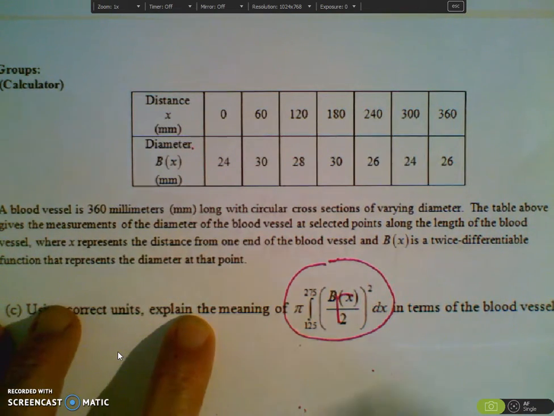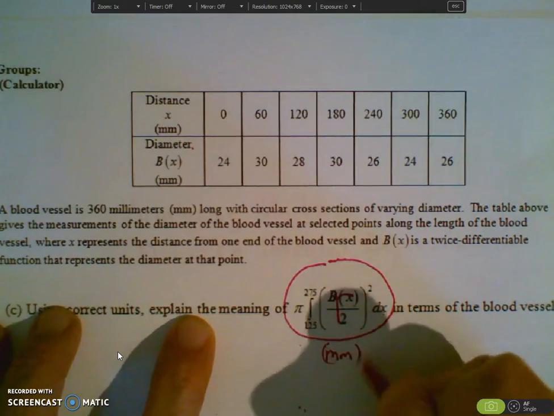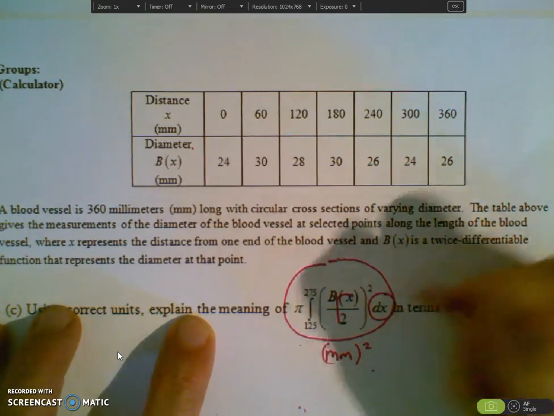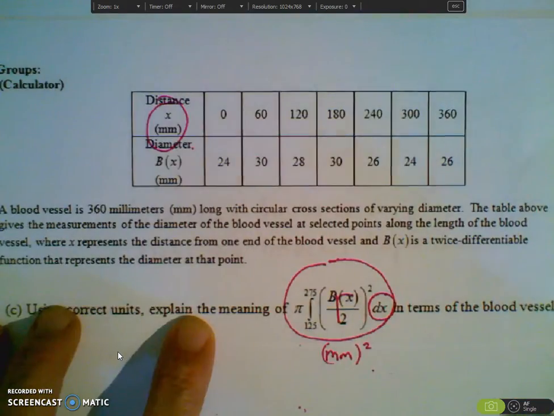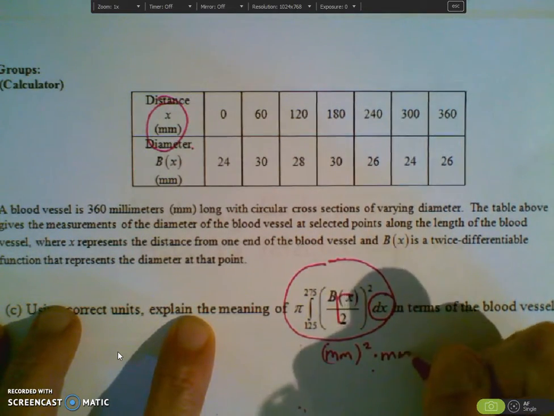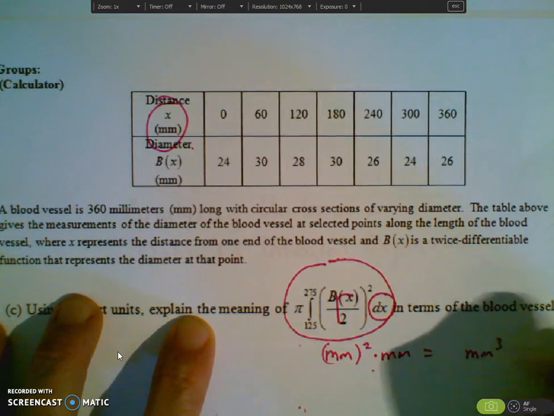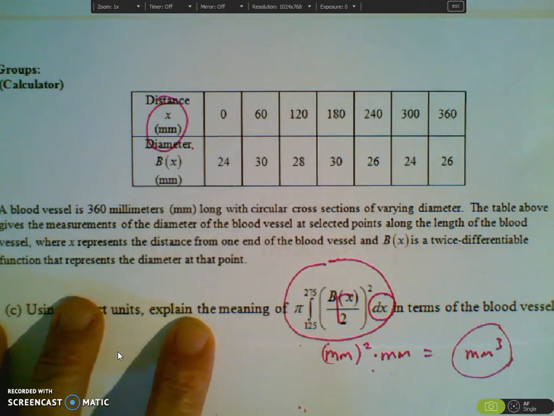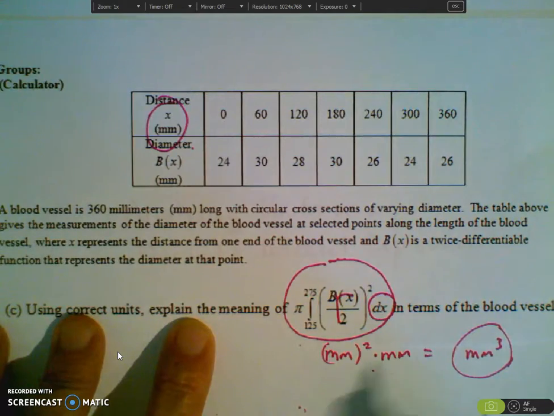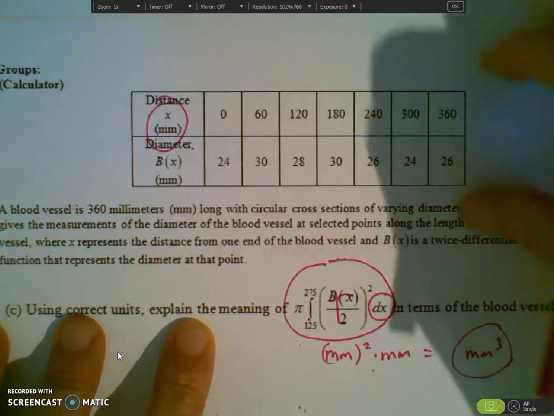Well, that's where you're getting tricked. Right here, this radius is going to be measured in millimeters, and we're going to square that. But then remember too that this x value also carries units. So x is measured in millimeters as well. When I multiply my millimeters squared times my millimeters, my answer is going to be cubic millimeters. That's interesting because that indicates that this answer represents a volume. Specifically, it's the volume of blood measured in cubic millimeters in this blood vessel between 125 and 275 millimeters.